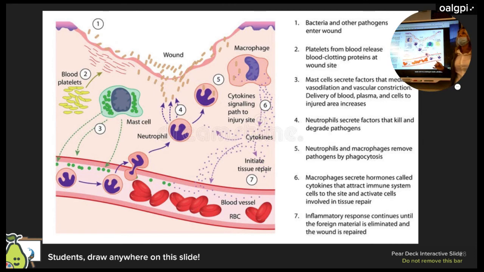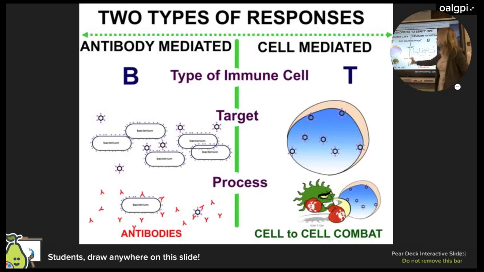Whereas if it's a T memory cell, it has to be what? Presented. If it gets presented on an MHC1, that cell will be done. Okay. If it's presented on an MHC2, I will help you. Good. All right. So that brings us here, right? The two types, antibody mediated versus cell mediated. This is called your adaptive immunity because it's literally an adaptation you can get during your lifetime, right? Depending on where you've traveled, then you will have antibodies and memory cells for whatever you have been exposed to.